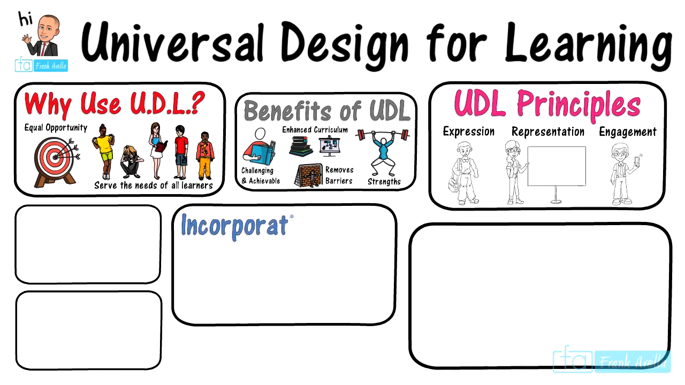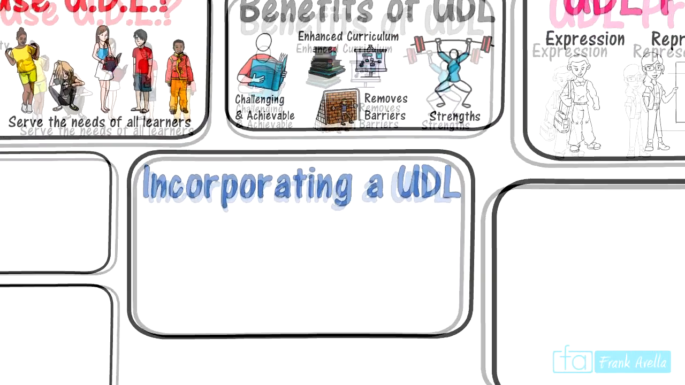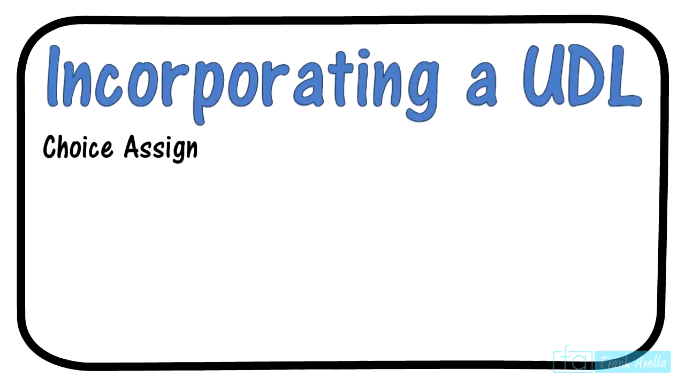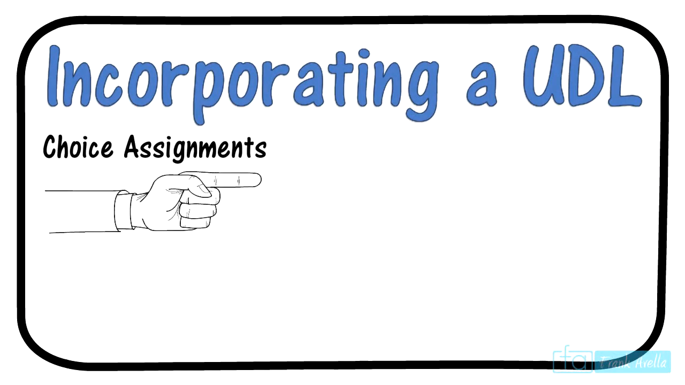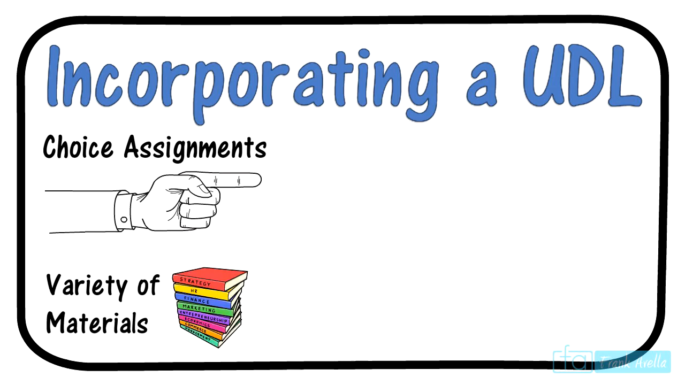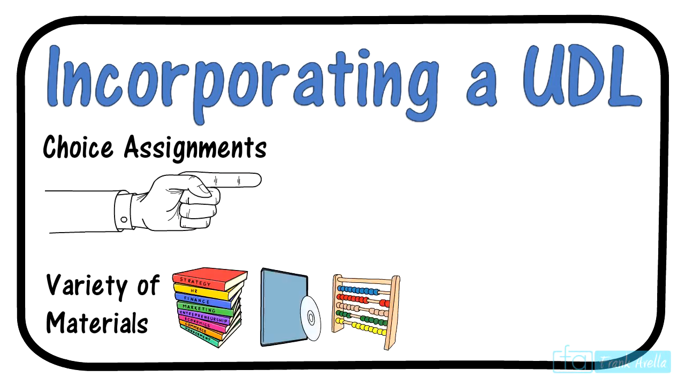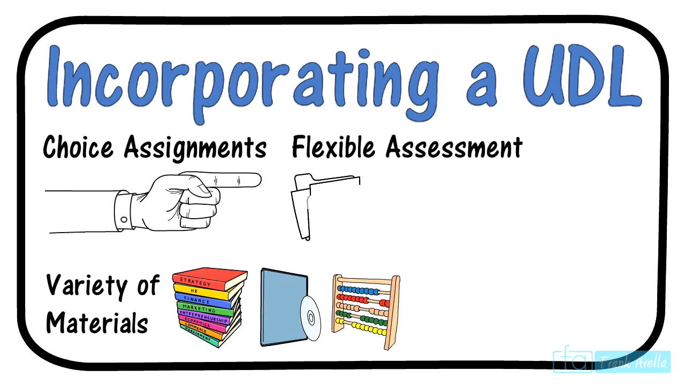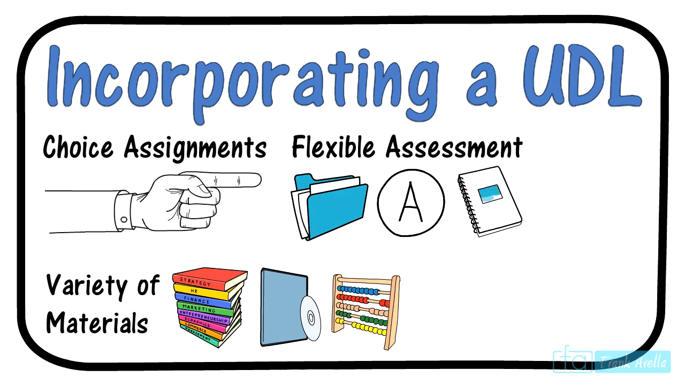Next, let's take a practical look at how to incorporate UDL in the classroom. Choice assignments are one staple of a UDL classroom. Not only do students feel a sense of autonomy, they feel more obligated to complete the assignment because they chose it. Next, teachers need a variety of materials on hand. For this reason, it's important to get department chairs and school principals on board to help secure supplies. Flexible assessment is another key component of UDL implementation. This goes back to building on student strengths and designing assessments based off of those strengths.